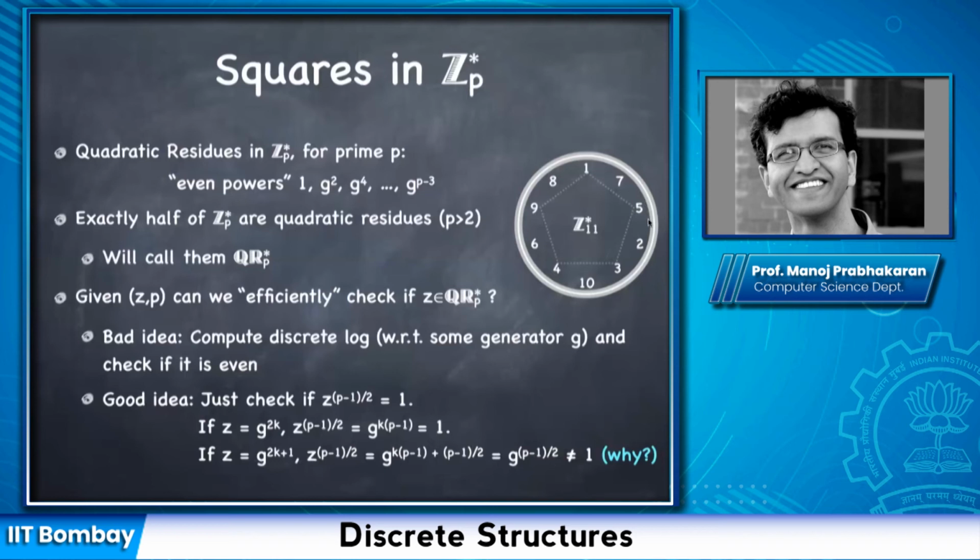And g to the p minus 1 over 2 is halfway around this clock, and it cannot be 1 because g is a generator, meaning it can become 1 only after it sees everything. So g to the p minus 1 over 2 is not 1, okay? So just by checking this, I will figure out if z is a quadratic residue or not. And this is where repeated squaring is useful. If p is a very large prime number, you can compute this much more quickly using the binary representation of p and finding z to various powers of 2 and then multiplying some of them together.